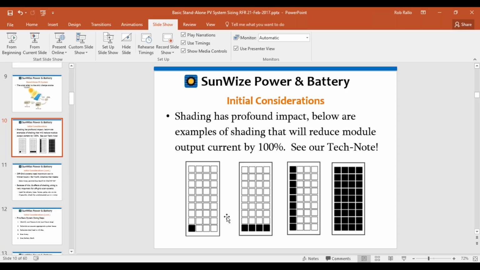Now, if you have ones in parallel, there are other things you can do to try to mitigate it. But if you've got stuff wired in series and you shaded that cell, that's it. There's nothing you can do.